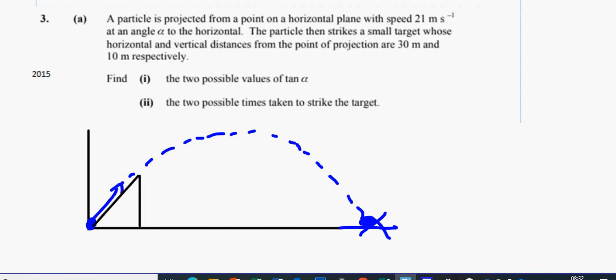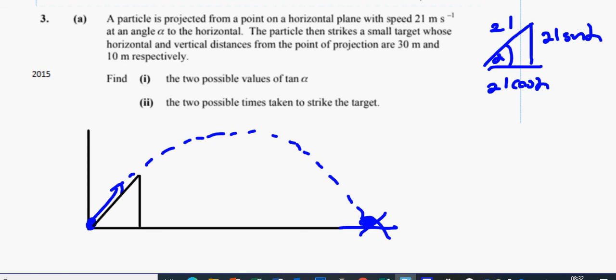Okay, so 21 is the hypotenuse. The angle is alpha. This means the adjacent is 21 cos alpha, and the opposite is 21 sine alpha. Then you go for Vx. Vx is in the x direction. That means it's 21 cos alpha. Gravity acts straight down. This means there's no acceleration in the x direction. Nextly, Vy, which is 21 sine alpha.